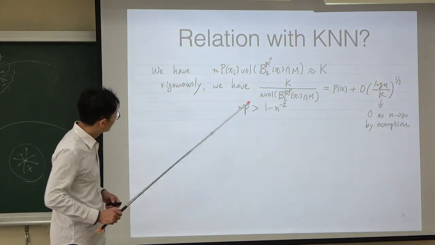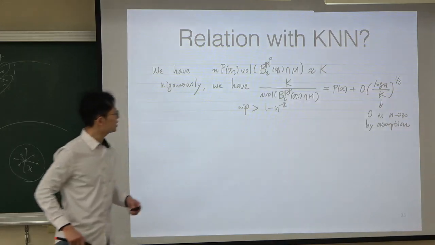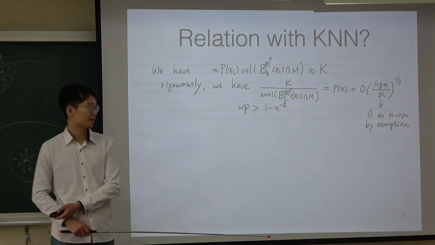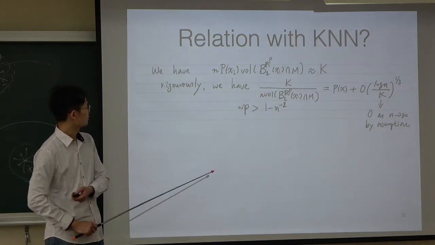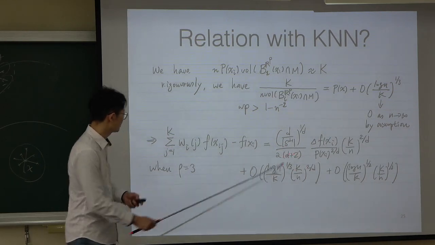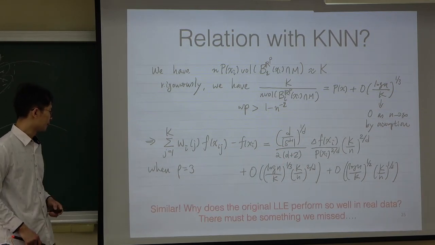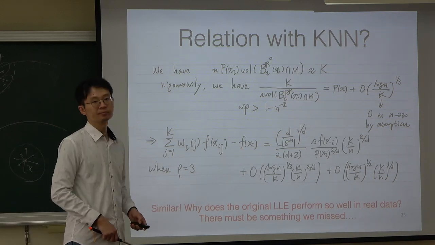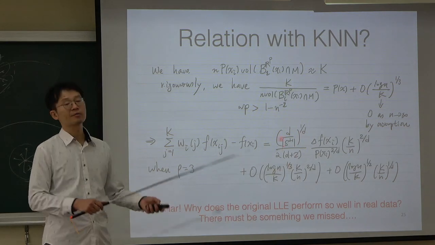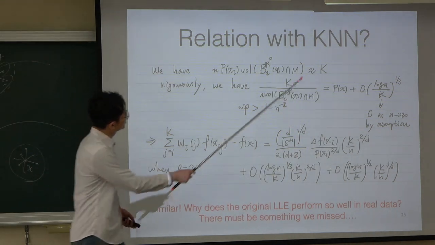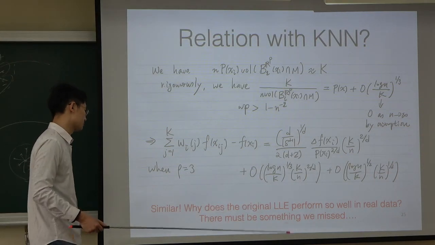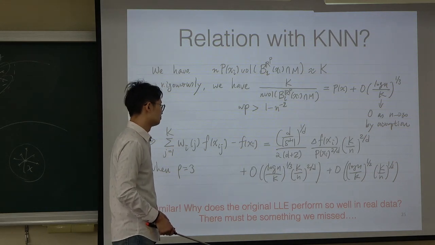Furthermore, in the original LLE, people also consider the K-nearest neighbor algorithm, and you can do exactly the same analysis. I will just showcase the result. You can also show that in the end you get a Laplace-Beltrami operator, and so on. Oh, you get a similar result. So it seems that the original LLE performs better with KNN, which I do not showcase, but at least in some examples, people claim so.